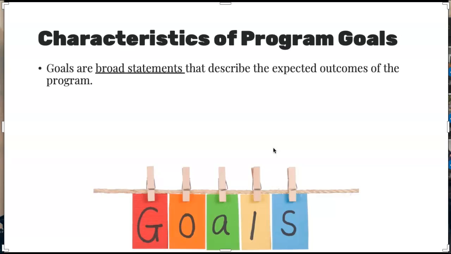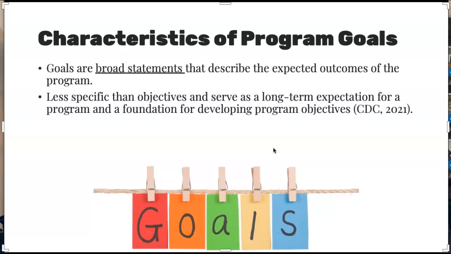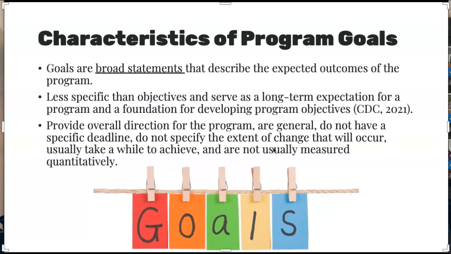Goals, for the context of this course and the way that we're going to talk about them, are broad. They describe the expected outcomes of a program, and they're much less specific than objectives. They serve as a long-term expectation for the program, and they are the foundation for setting program objectives, for setting the SMART program objectives.